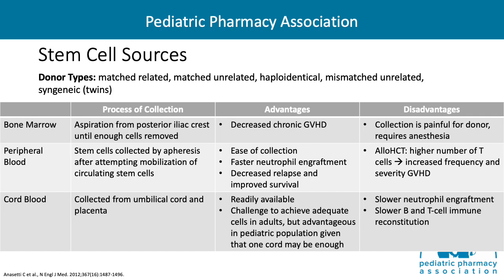It is beneficial because it's readily available, and it's a challenge to achieve adequate cells in adults, but this is advantageous in the pediatric population given that only one cord might be enough for their transplant. However, there is a slower neutrophil engraftment and B and T cell immune reconstitution that has been seen.